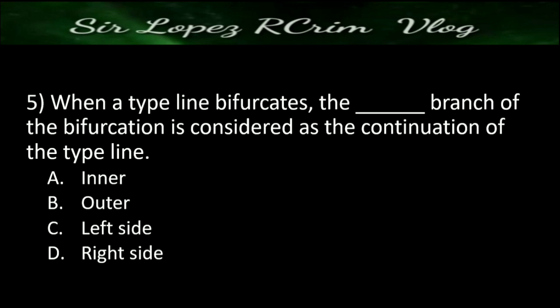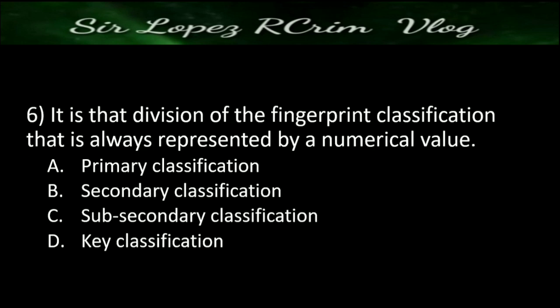Number 6. It is that division of the fingerprint classification that is always represented by a numerical value. Letter A, primary classification. Letter B, secondary classification. Letter C, subsecondary classification. Or letter D, K classification.